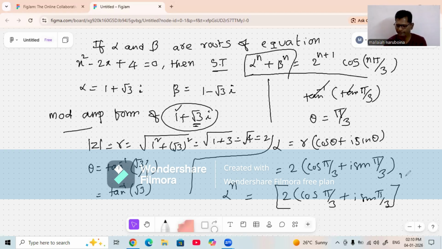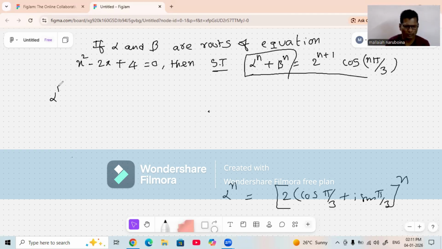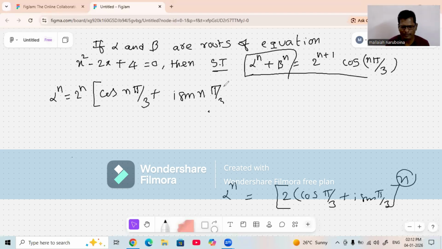We have to write here. Now alpha to the power of n is equal to, see here, give this power to all the terms which are inside the bracket: 2 to the power of n of cos, write this power n here, it becomes cos n pi by 3 plus i sin, after that write this power n, so here sin n pi by 3. So alpha to the power of n we got.